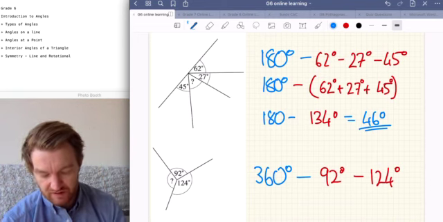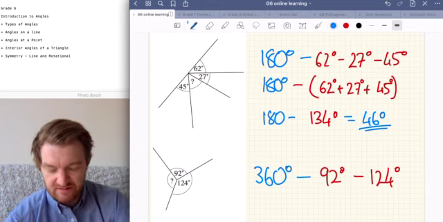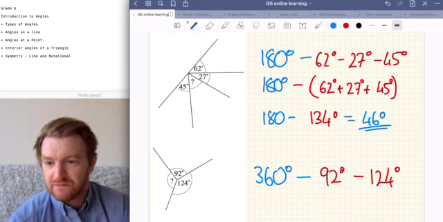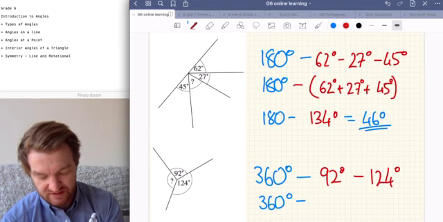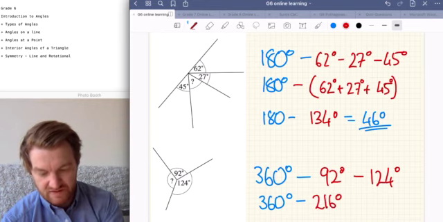Or you can do it in one go. 360, and you minus 92, 124. Like I said, do it on the calculator, and it will give you the answer, or you can combine them to get 216. Again, if you just type this into the calculator, it will give you the answer you need. You don't need to add them together, but you can do, and that will give you 144, so an obtuse angle.